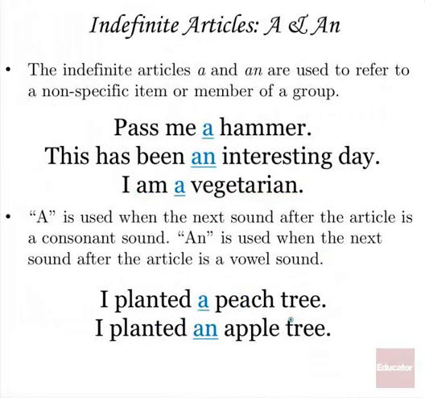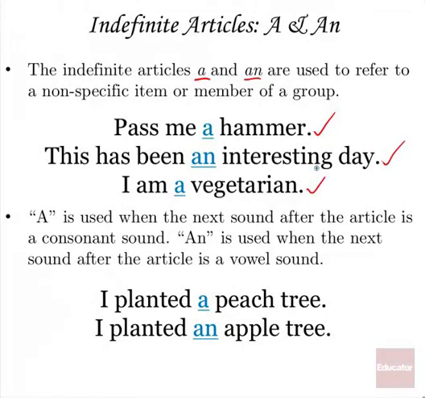All right, let's look at the indefinite articles, a and an. A and an are used to refer to a non-specific item or a member of a group. Pass me a hammer. Any hammer will do. This has been an interesting day. May not be the only one, but it's certainly been one. I am a vegetarian. I'm a member of that group.